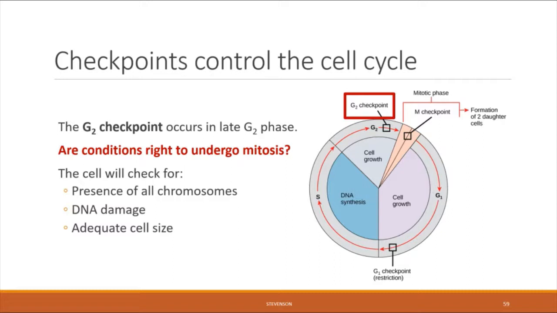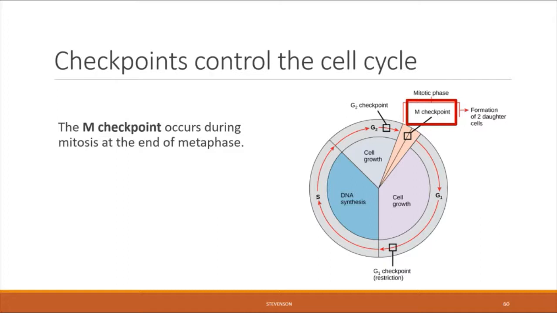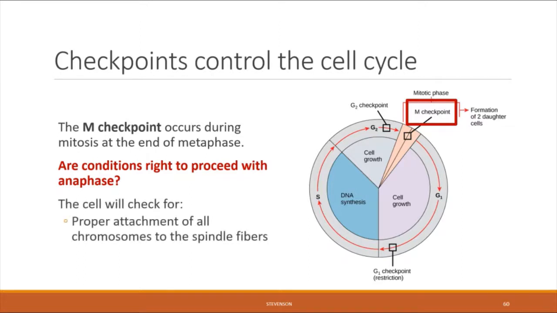The third and final checkpoint in the cell cycle is called the M checkpoint, and this actually occurs during mitosis at the end of metaphase, just before anaphase takes place. The cell needs to answer the question, are conditions right to proceed with anaphase? You may remember that anaphase is the phase when the sister chromatids get separated and pulled apart to opposite ends of the cell. And because this is an irreversible step for the cell, it needs to check to determine whether all of the chromosomes are properly attached to the spindle fibers so that when anaphase takes place, they will get pulled to one side or the other properly.